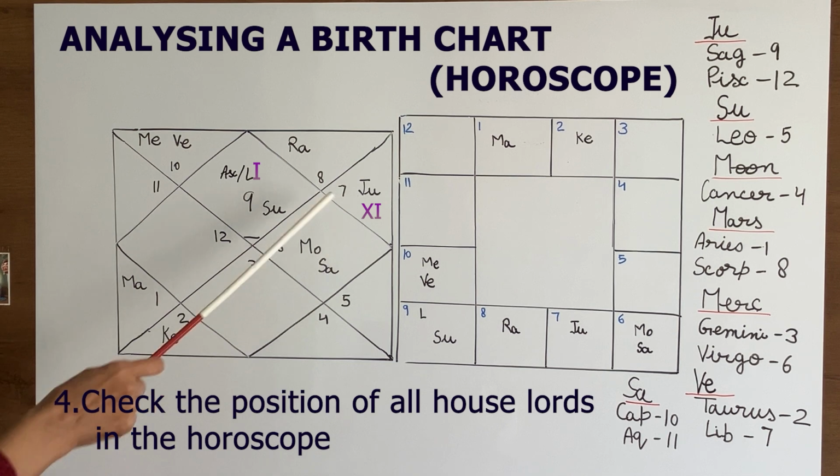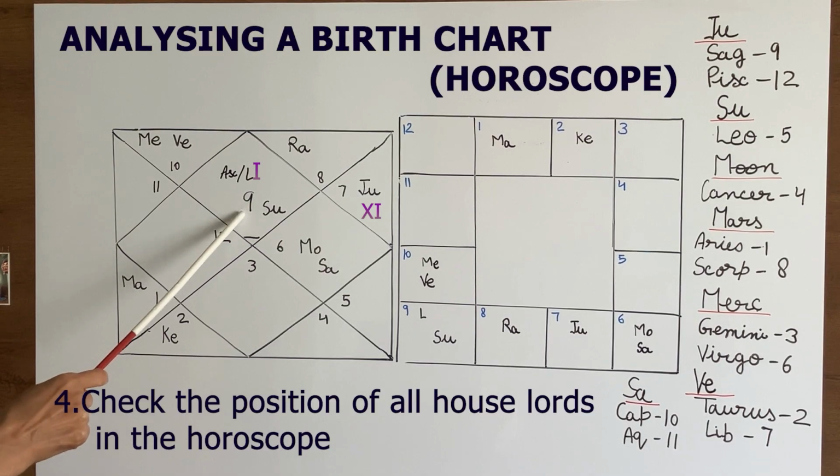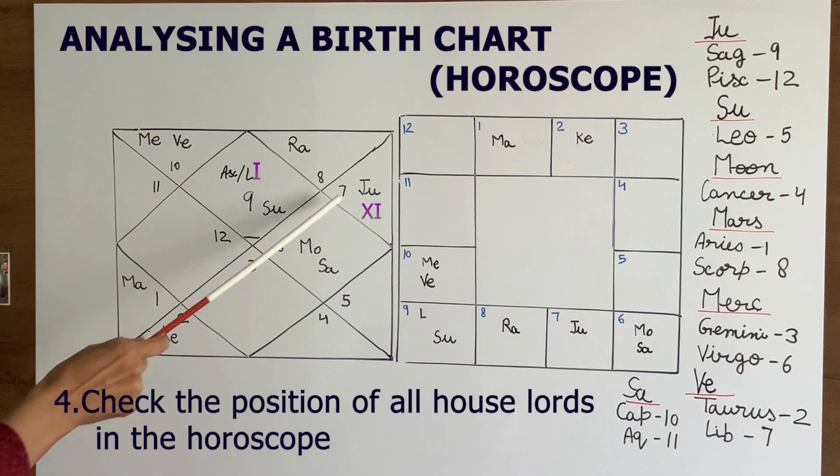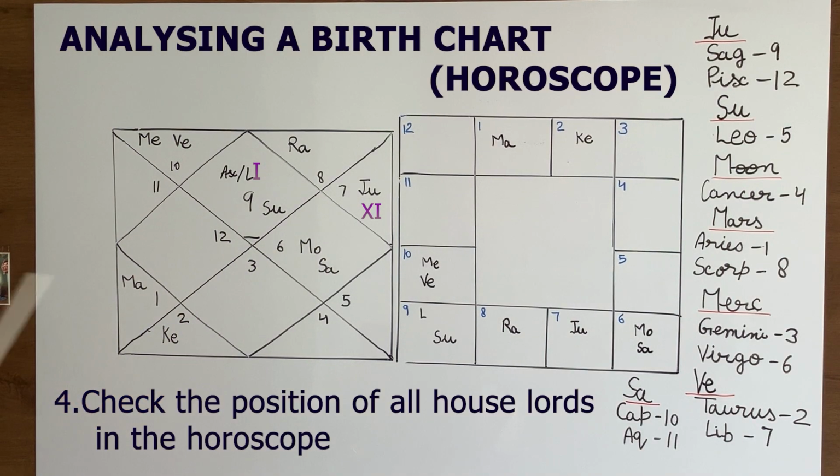For example, if we talk about first house, lord of first house is Jupiter. In this horoscope, Jupiter is placed in 11th house. So first recall the natural characteristics of Jupiter. Jupiter is the most auspicious natural benefic planet, and Jupiter signifies wisdom, knowledge, prosperity, abundance, spirituality, etc.